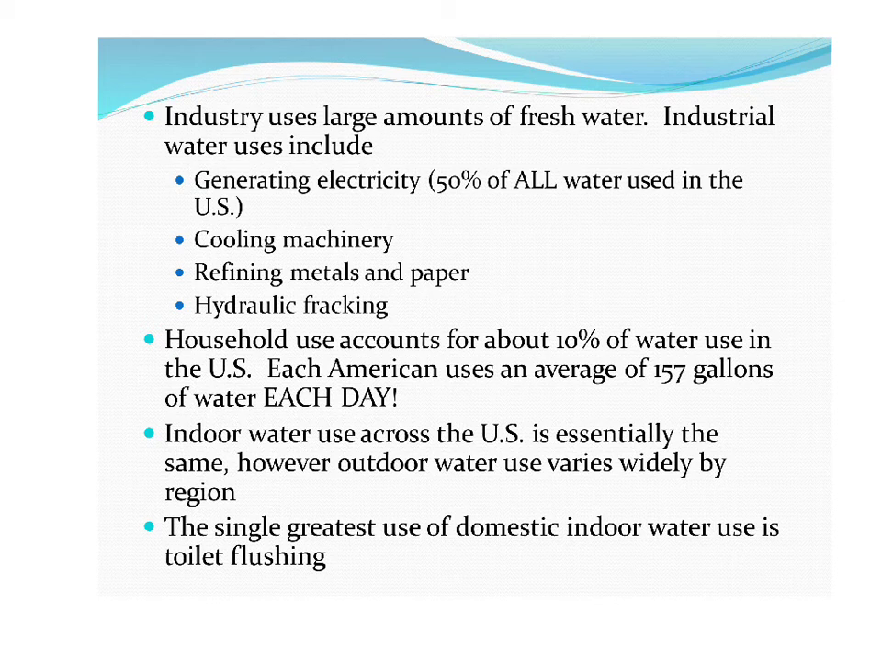As I had said before, industry also uses large amounts of fresh water. Industrial water uses include generating electricity, which is 50% of all water used in the United States, cooling machinery, refining metals and paper, and the hydraulic fracturing process. And usually, the frackers actually buy water rights from somebody who has the rights to it, oftentimes agricultural interests.